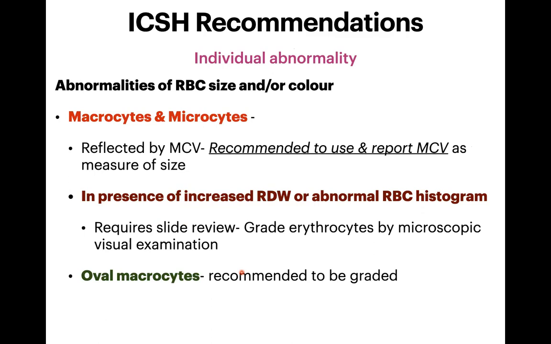But in case of oval macrocytes, they are recommended to be graded. So if you are suspecting that it could be megaloblastic anemia, just make a smear and grade the oval macrocytes. The cutoff for oval macrocytes is 2%.